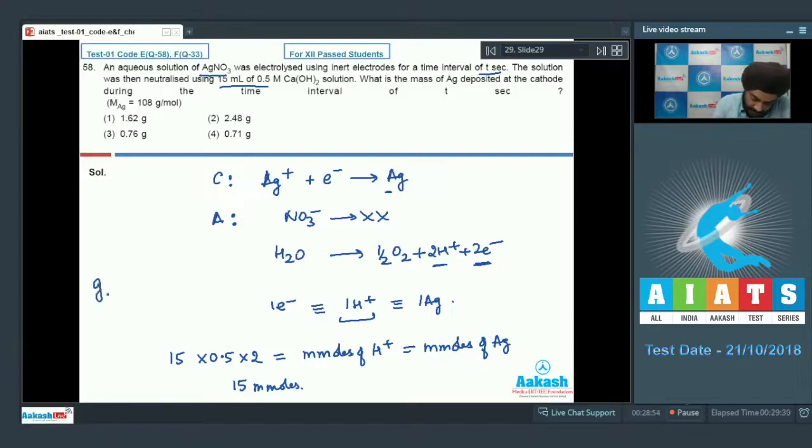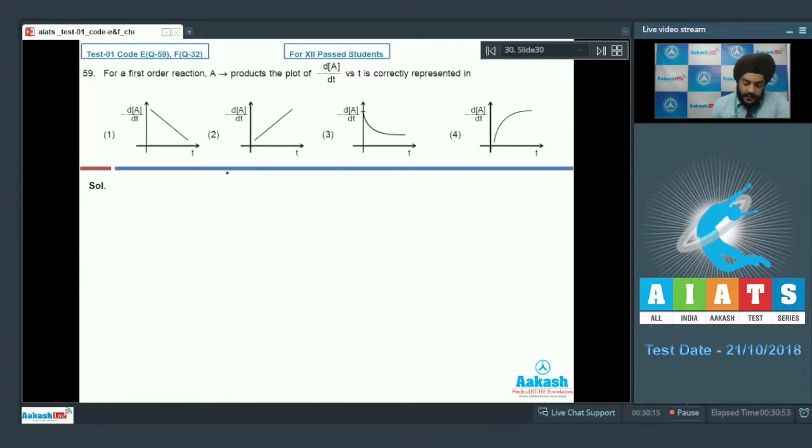So the mass of Ag which gets deposited is equal to 15 into 10 to the power minus 3 into 108, which on simplification gives us a value of 1.62 grams. So students, the answer which we have to mark for this question is option number 1. Let us look at the next question, question number 59.